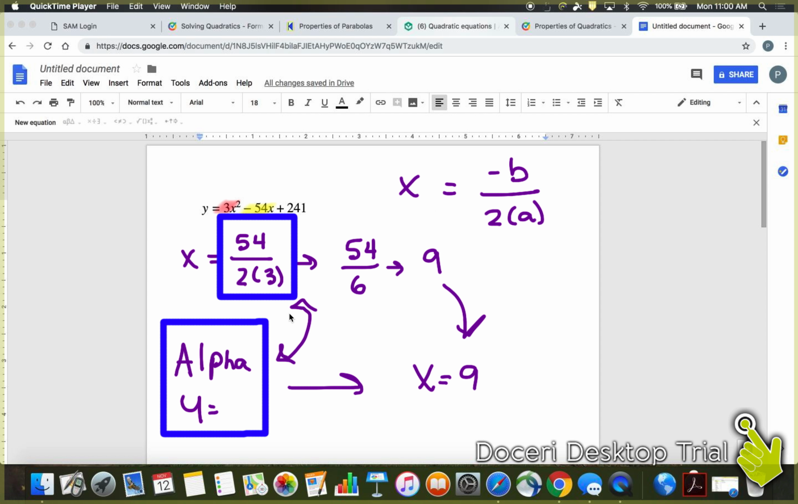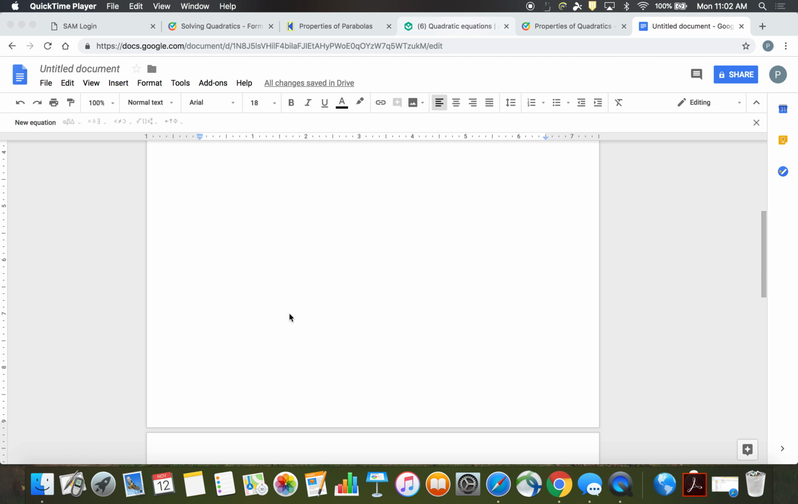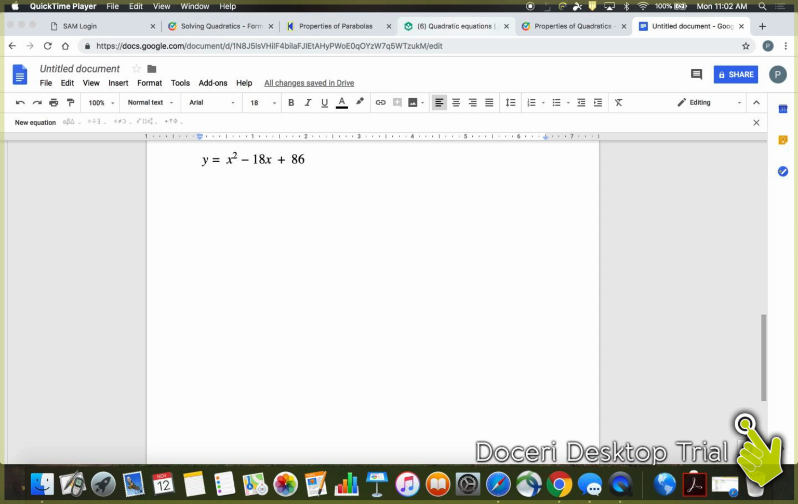All right, so that's one way to find our axis of symmetry, however you spell that, whatever. All right, so that's one way to find that, and we will look at another problem just to show it again. All right, and again, if you didn't get that down, you can always pause the video. You can watch the example a second time.